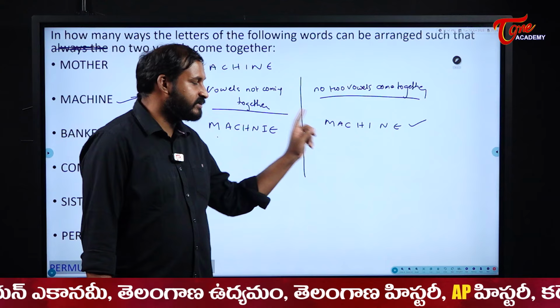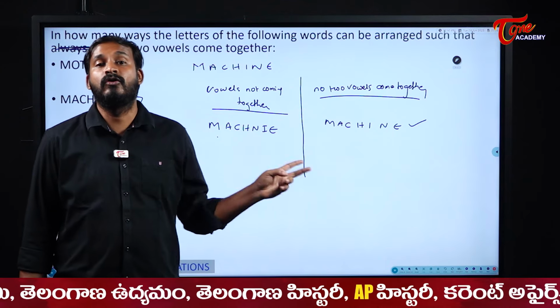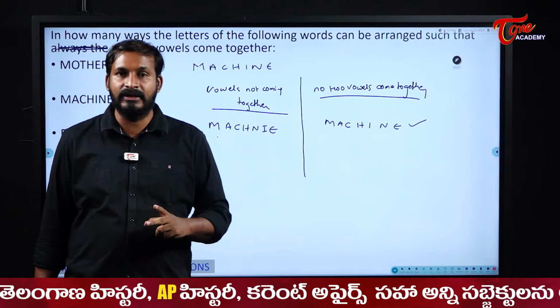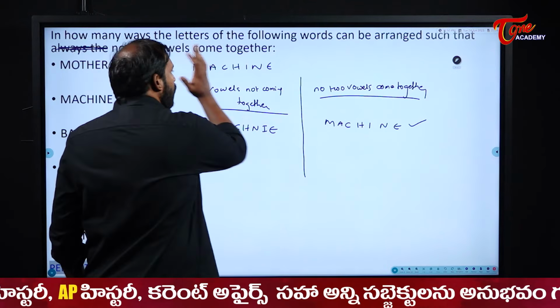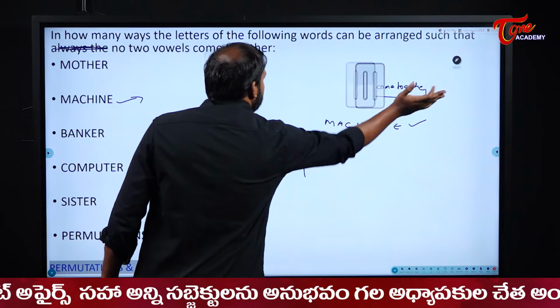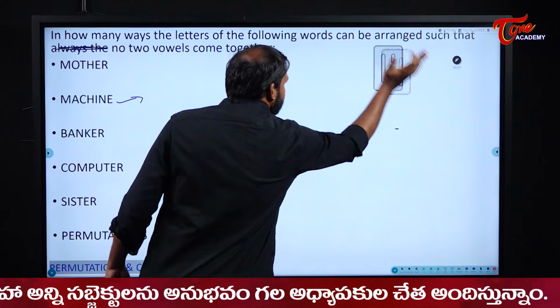There is a lot of difference between vowels not coming together and no two vowels coming together. That means either they should be placed at odd positions or they should be placed at even positions. Then only the vowels will not come together.